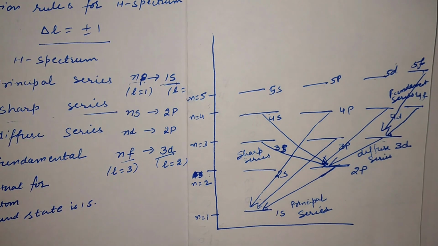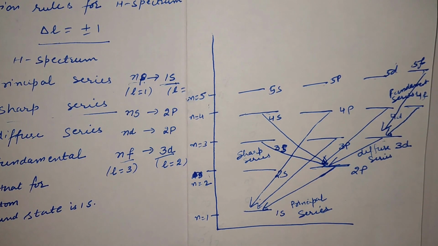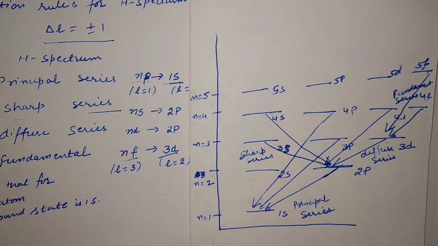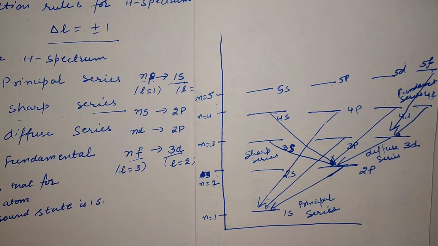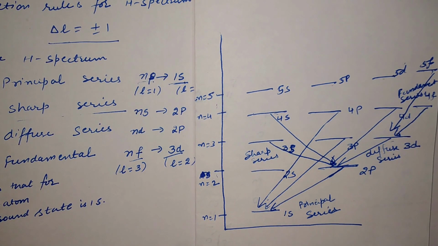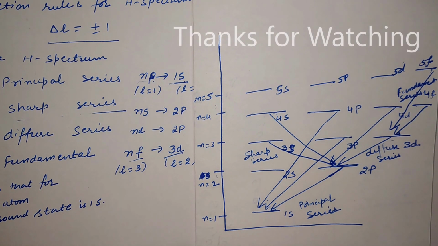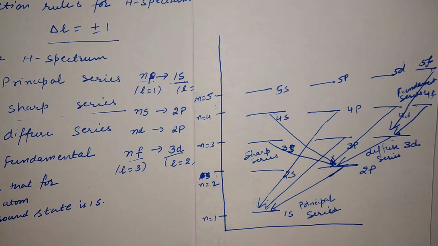So we have basically the 4 series. The first one is the principal series, the second is the sharp series, the third is the diffuse series, and the last one is the fundamental series. So this is our spectrum of alkali atoms, and particularly we have discussed the spectrum of hydrogen atom. In the next lecture we will discuss the spectrum of the sodium atom.